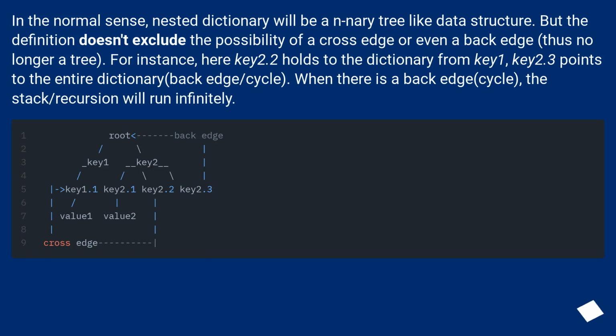In the normal sense, a nested dictionary will be an n-ary tree-like data structure. But the definition doesn't exclude the possibility of a cross edge or even a back edge, thus no longer a tree. For instance, here key 2.2 holds the dictionary from key 1, and key 2.3 points to the entire dictionary: a back edge, or cycle. When there is a back edge cycle, the stack or recursion will run infinitely.